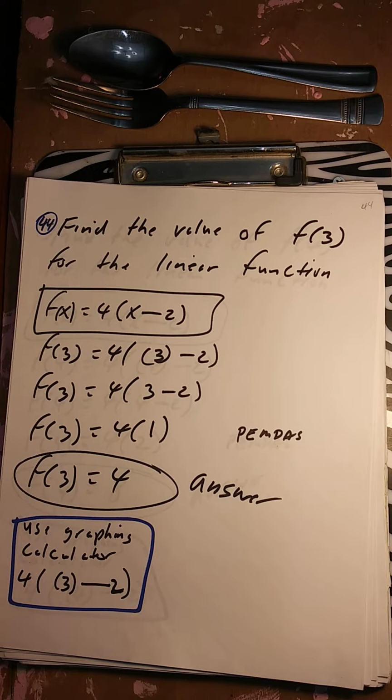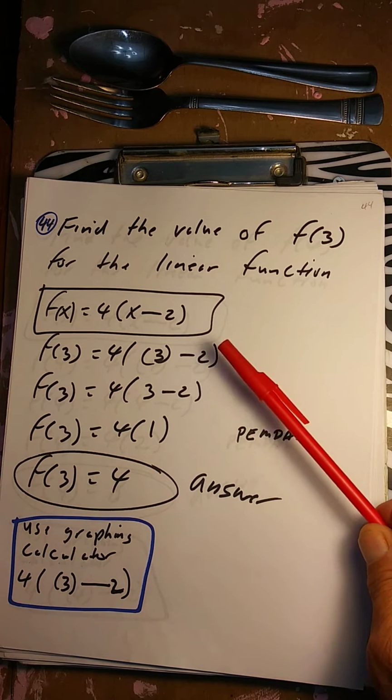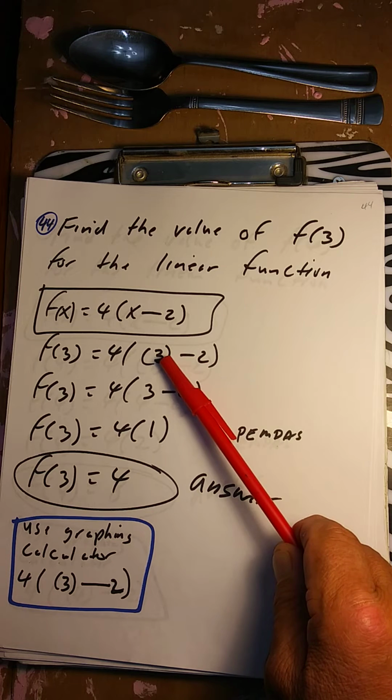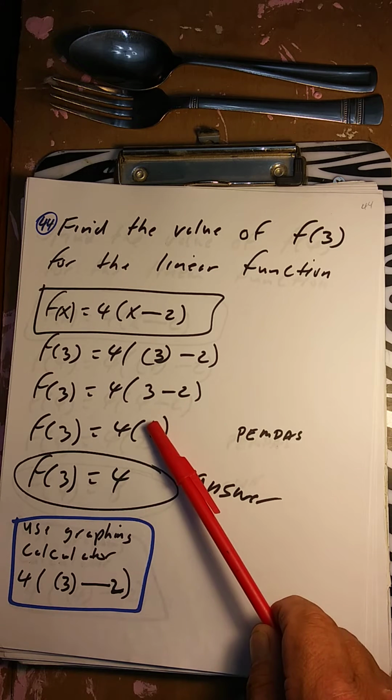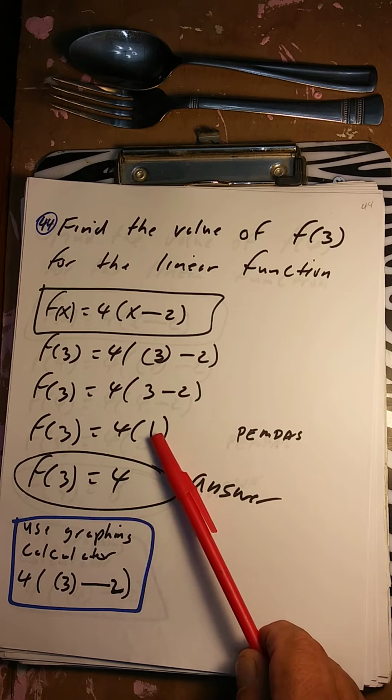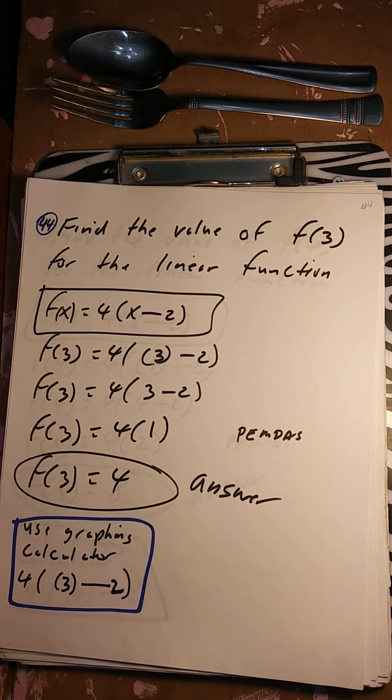Find the value of f of 3 for the linear function. 4 parentheses x minus 2. Put a 3 in there. So 3 minus 2, take parentheses off. 3 minus 2 is 1. And 4 times 1 is 4.